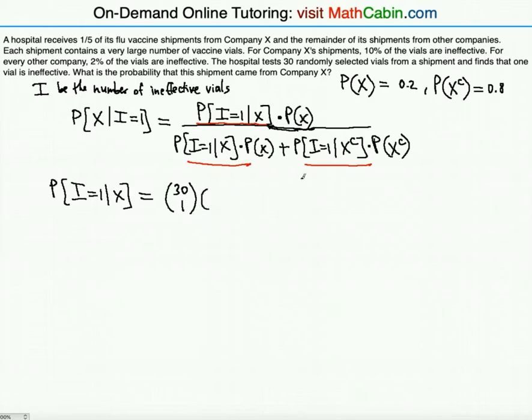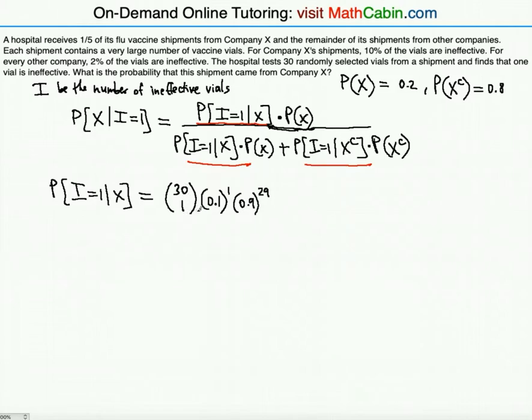Okay, and now we're going to use the individual probability, which is 0.1, raised to the first power, the k value, and then 0.9, the individual probability of selecting an effective vial, raised to the power of 29, the difference between 30 and 1. And notice that I can explain how you can think of understanding it. Notice that 30 choose 1 is 30.